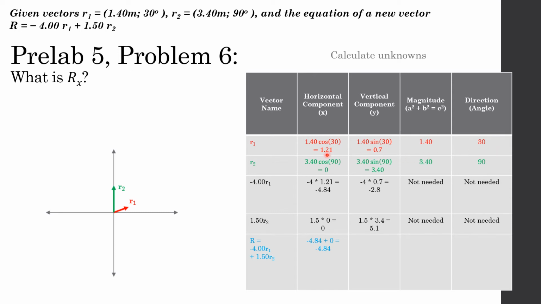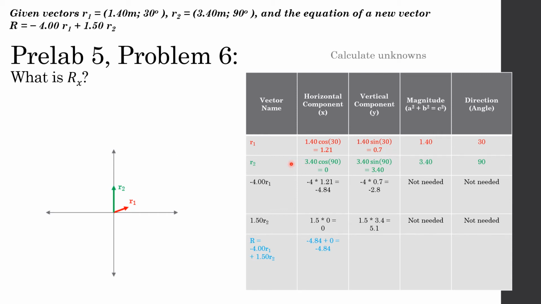The way that I did that is for the x component, I multiplied the hypotenuse by cosine of theta. So in this case, 1.4 cosine of 30 degrees, and I got 1.21. Then for the y component, I did the same thing, just this time I used sine, so 1.4 sine of 30 degrees, and that gives me 0.7.